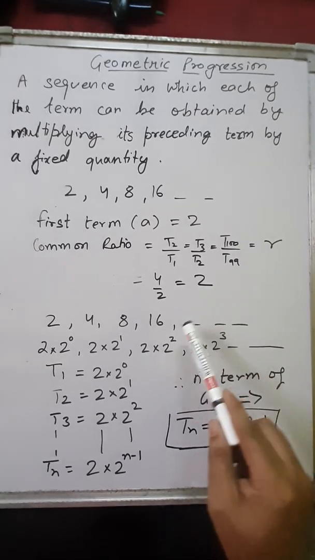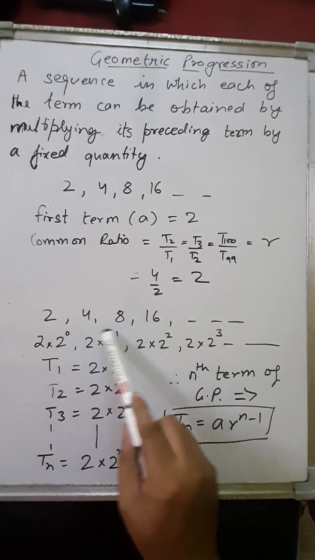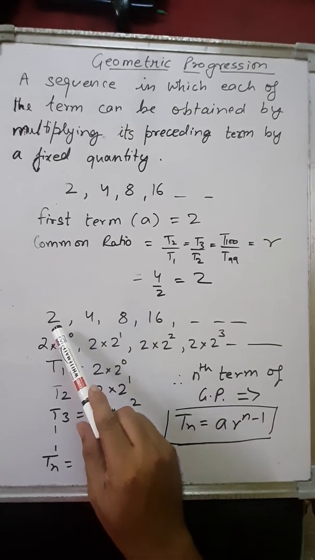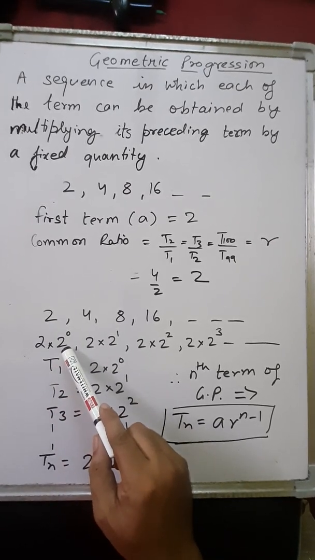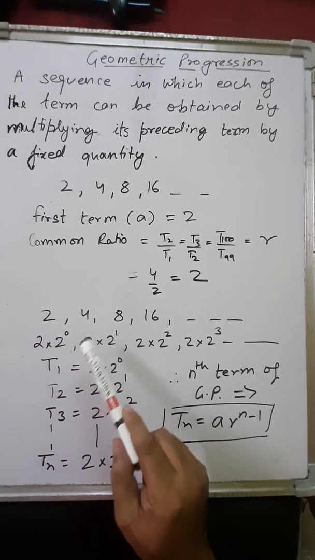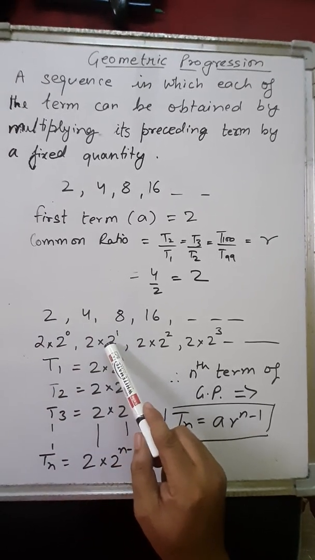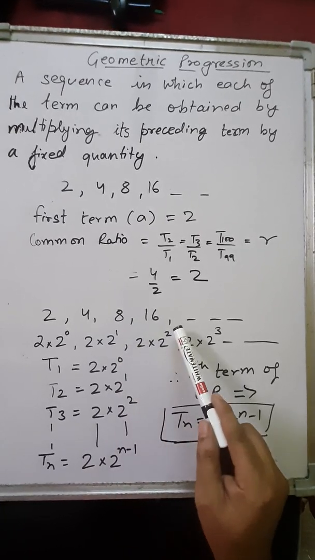Right children? Let's try to think more upon this sequence given. See, now concentrate on this term 2. This 2 can be written as 2 into 2 to the power 0. The value of 2 to the power 0 is 1, and 1 into 2 is 2. This 4 can be written as 2 into 2 to the power 1. This 8 can be written as 2 into 2 to the power 2.